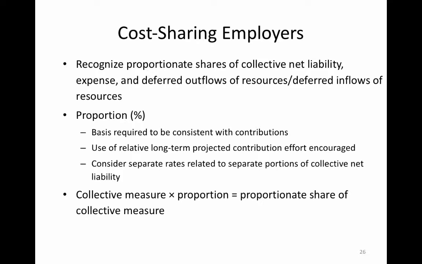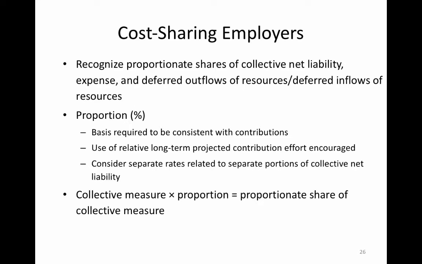So those governments will first determine what their proportion is, their percentage, based in some way on a comparison of their contributions to the plan relative to all of the contributions to the plan. And governments are encouraged in the standards to base this on a long-term period, not to just do it on a single year, but they're allowed to do it that way. And I think in most cases that's the way governments and cost-sharing plans have done it, that they've looked at essentially last year's proportion.